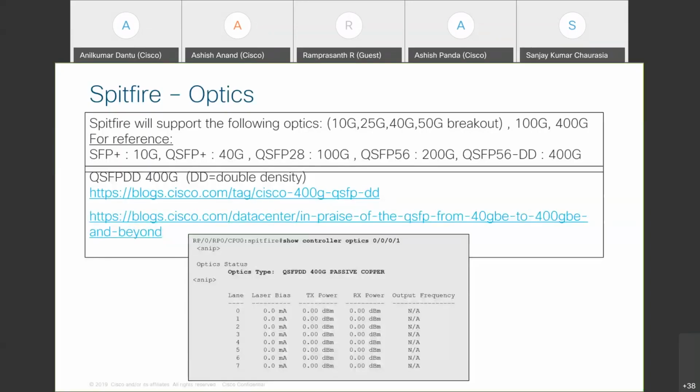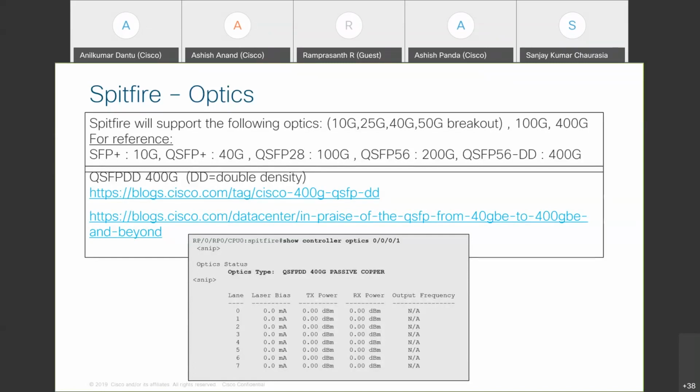Okay, coming to the last section, that is optics. We'll have just 5 more minutes. So this is like on Spitfire. This is the first XR system to have 400 gig optics, right? But we do support others apart from 100 gig and 400 gig, which are available with the cards.